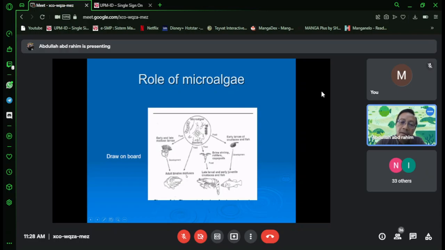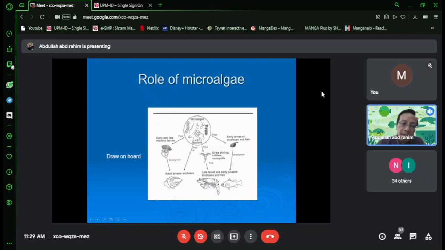Now, when you look at microalgae, you look at this arrow here. The microalgae is food for the mollusk larvae, all right? And it's also food for the adult mollusk. Let me say this again. The microalgae is given as food or consumed as food by the mollusk larvae and also by the adult mollusk.